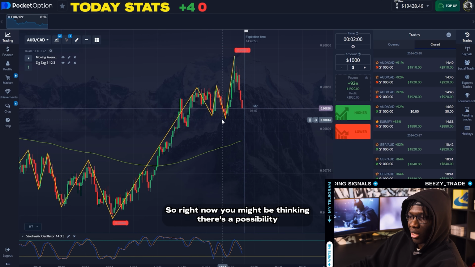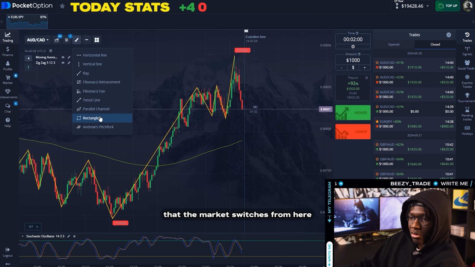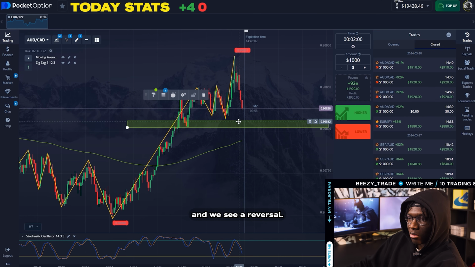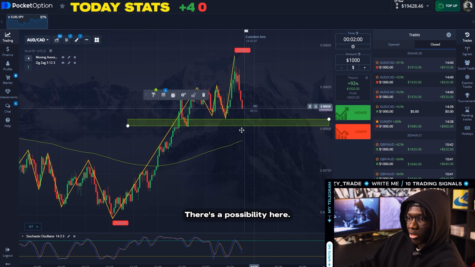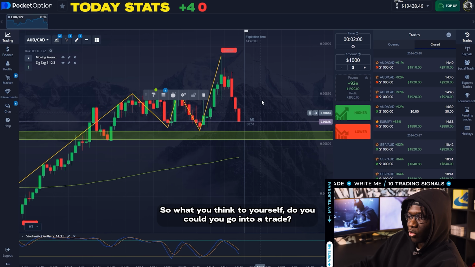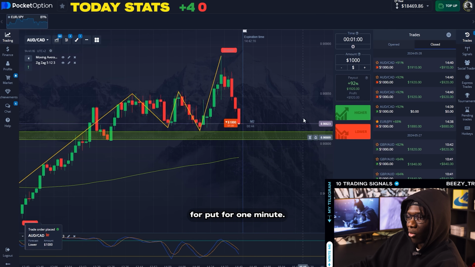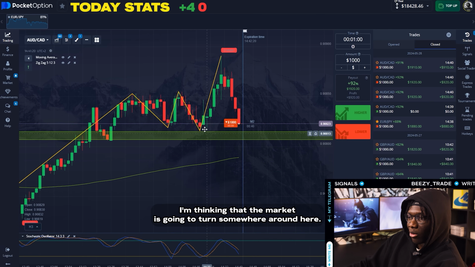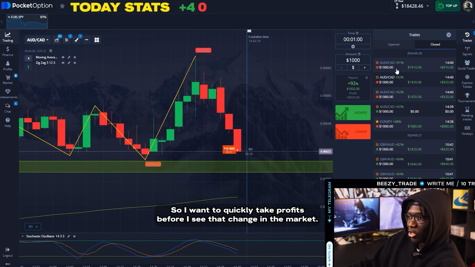So right now you might be thinking there's a possibility that the market switches from here and we see a reversal, because we've seen it here and we've seen it here. There's a possibility here. So what you're thinking to yourself, do you continue to go into a trade? I might enter into one more trade here for a put for 1 minute. This is just because I'm thinking that the market is going to turn somewhere around here. So I want to quickly take profits before I see that change in the market.